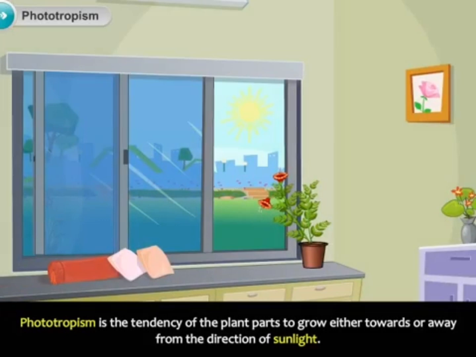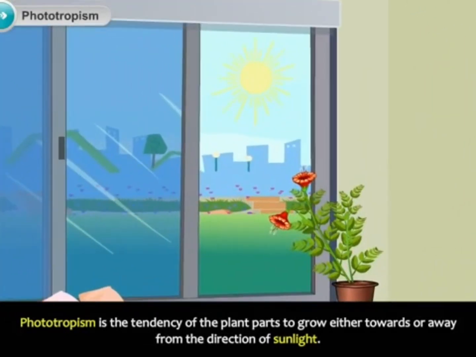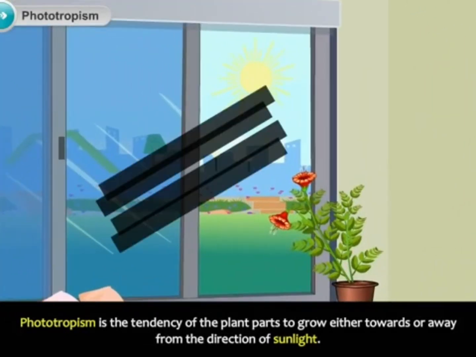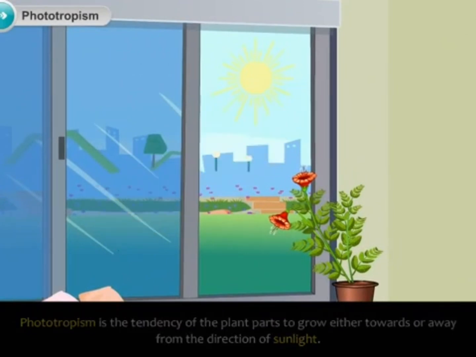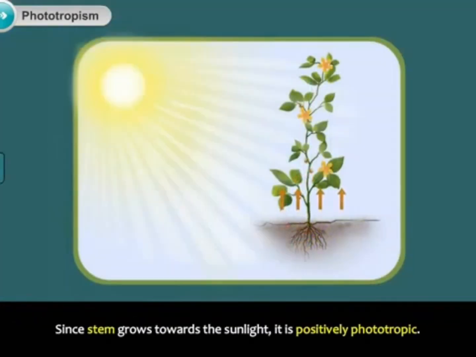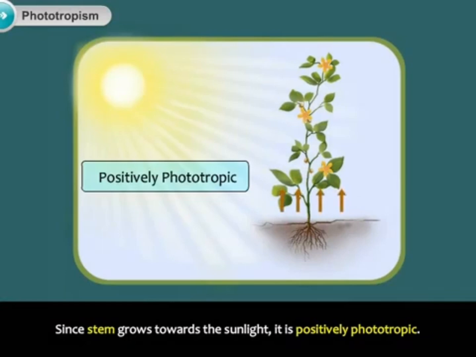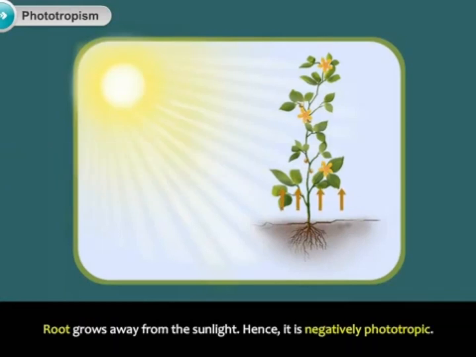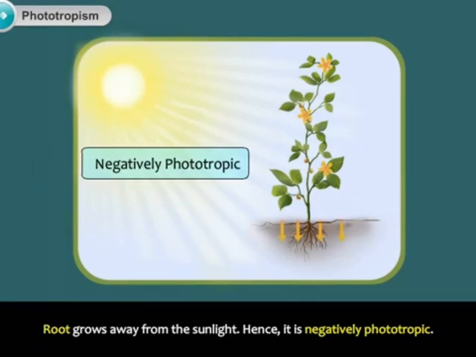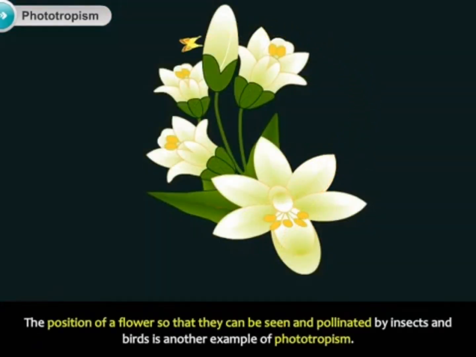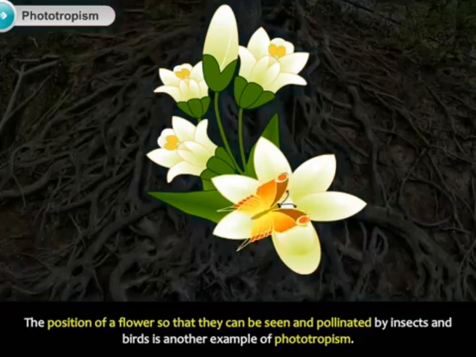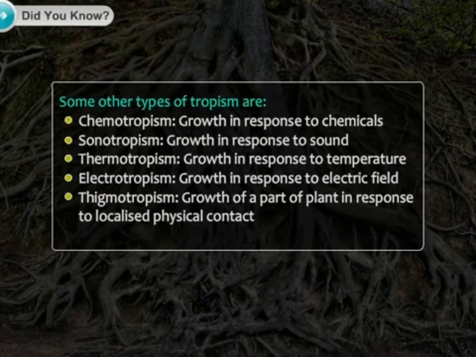Phototropism is the tendency of the plant parts to grow either towards or away from the direction of sunlight. Since the stem grows towards the sunlight, it is positively phototropic. Root grows away from the sunlight. Hence, it is negatively phototropic. The position of a flower so that it can be seen and pollinated by insects and birds is another example of phototropism.